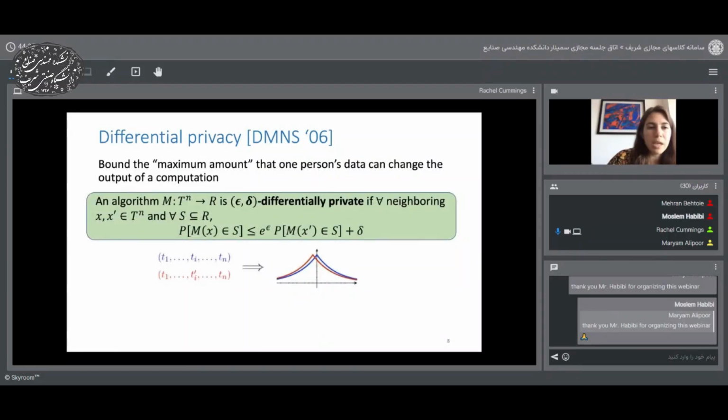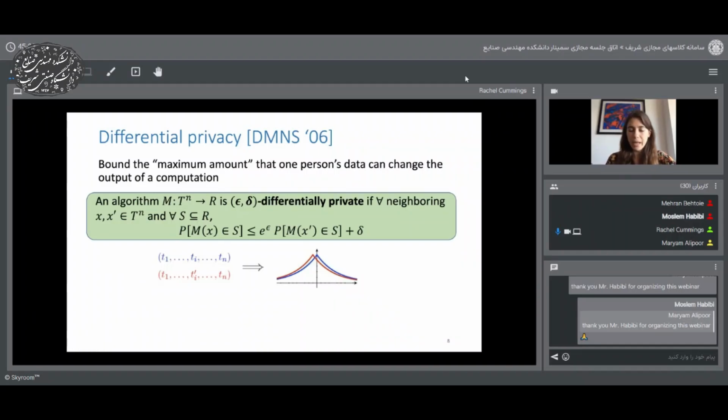Formally in math, we say that some algorithm M that maps from an n-tuple of types, and so think of this as being data coming from n people, into some arbitrary output range R is going to be parameterized epsilon-delta differentially private if it is the case that for all neighboring databases that are the same except for one person's data, and so again, think of changing Alice into Javier between these two, and for all possible things that may be produced as a result of this output, I'm going to produce that thing with about the same probability under these two neighboring databases if I plug them both into the same algorithm.